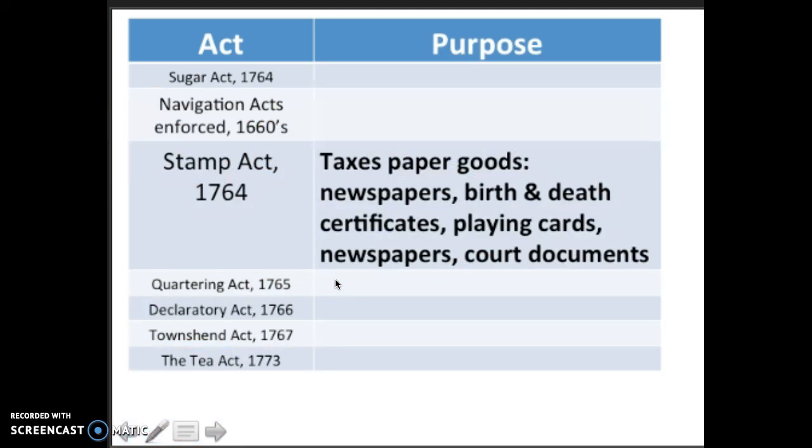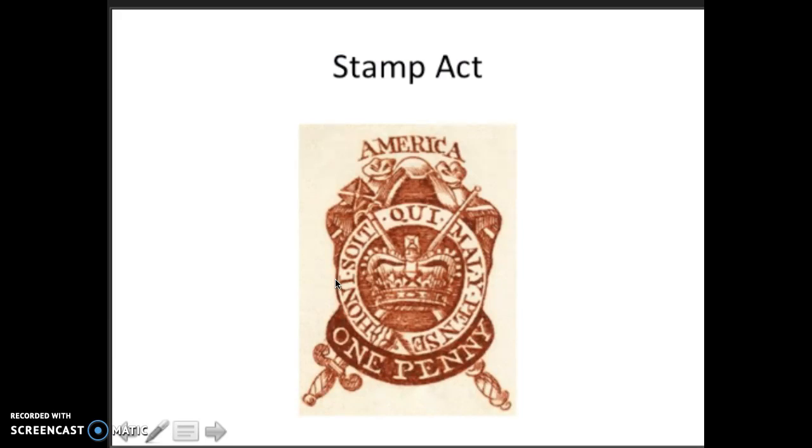They passed the Stamp Act in 1764. This is taxes on paper goods such as newspapers, birth and death certificates, playing cards, court documents, among others. This is the famous Stamp Act that was supposed to be put on every colonial good. That way people knew that they were paying a tax on the stamp.